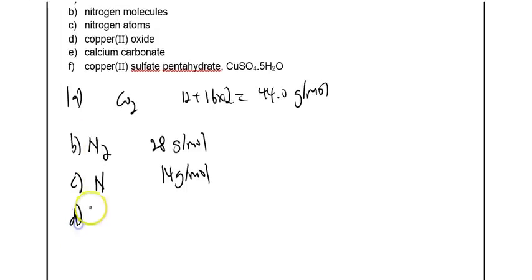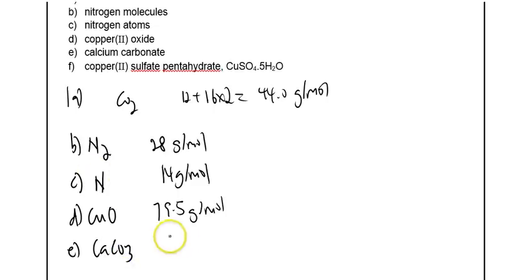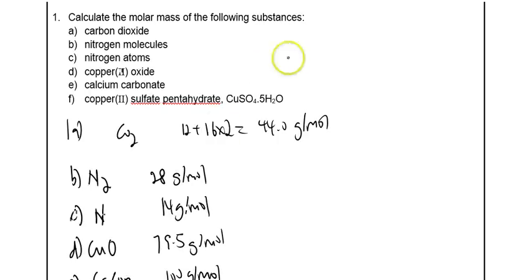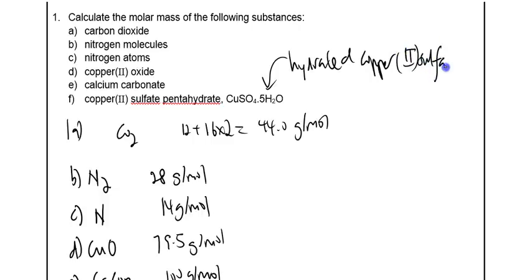For copper 2 oxide, CuO, you should have 79.5 grams per mole. For calcium carbonate, CaCO3, you should have 100 grams per mole. For copper 2 sulfate pentahydrate, you should have 217.5 grams per mole. Basically, this is hydrated copper 2 sulfate, which is the blue color crystals. Right? Simple.